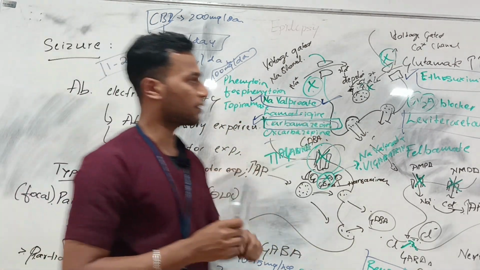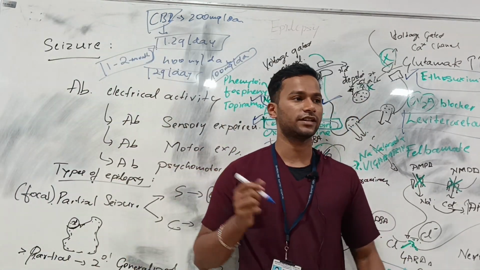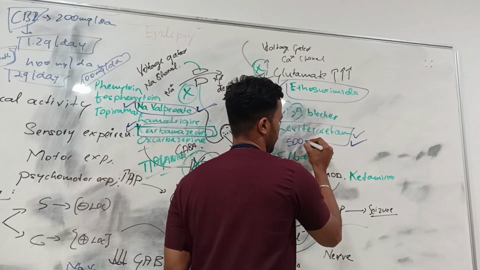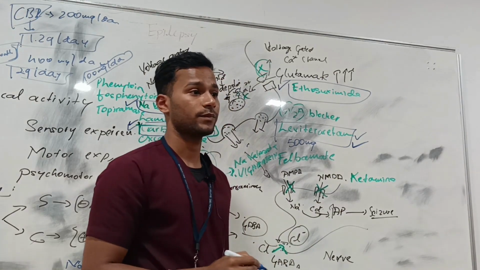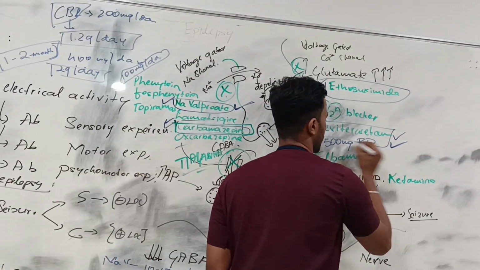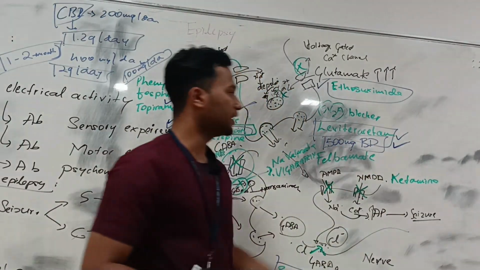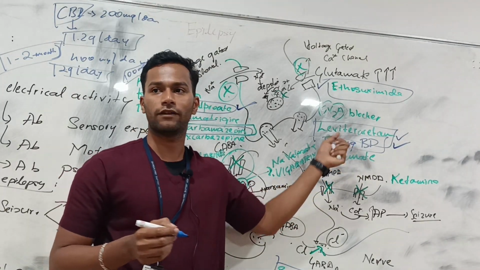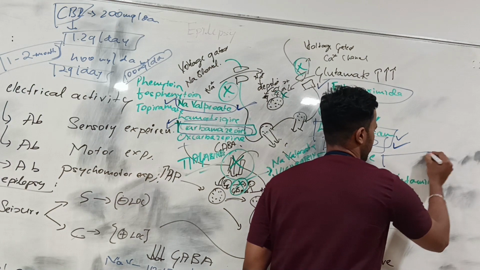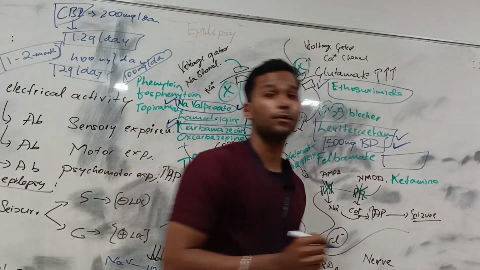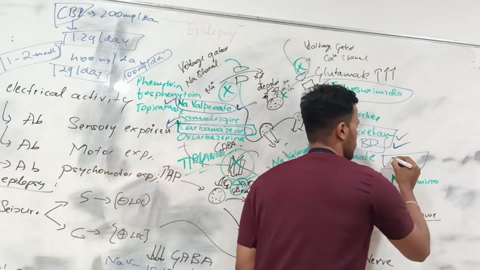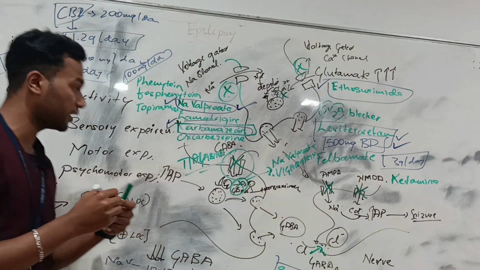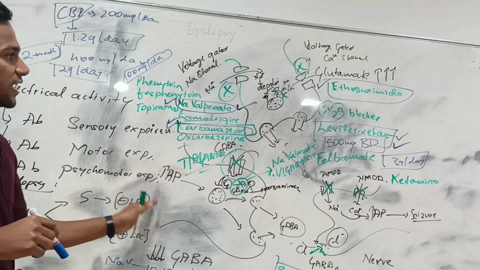Another is levetiracetam. You might know about levetiracetam. The initial dose is 500 mg BD. The maximum dose is 3 grams per day. These are some important things.